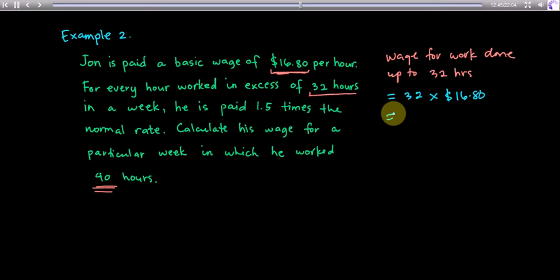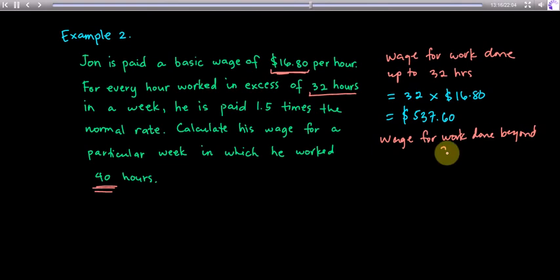So how much is it? $537.60. Next we're going to have the wage for work done beyond 32 hours.